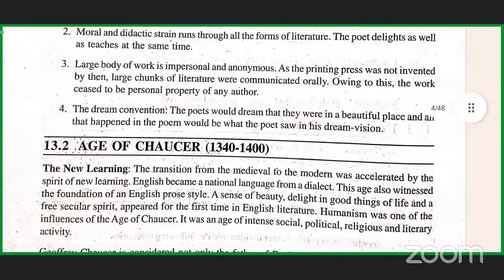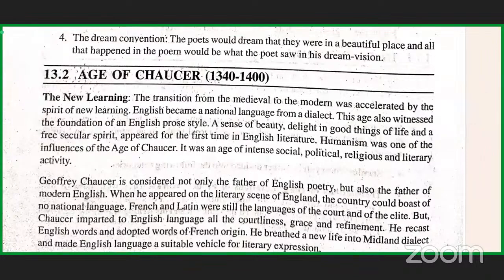The new learning started. The transition from medieval to the modern was accelerated by the spirit of new learning. English became the national language from a dialect. So it was only a dialect during the time of the French government, but later on it became the language of the entire country.